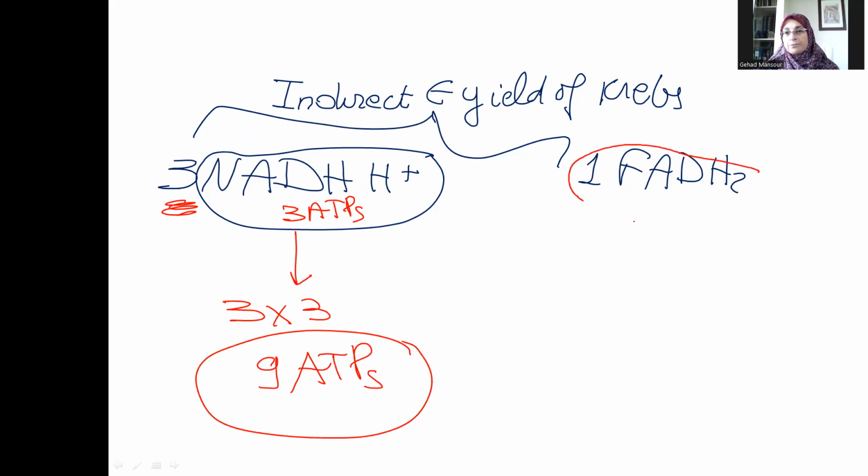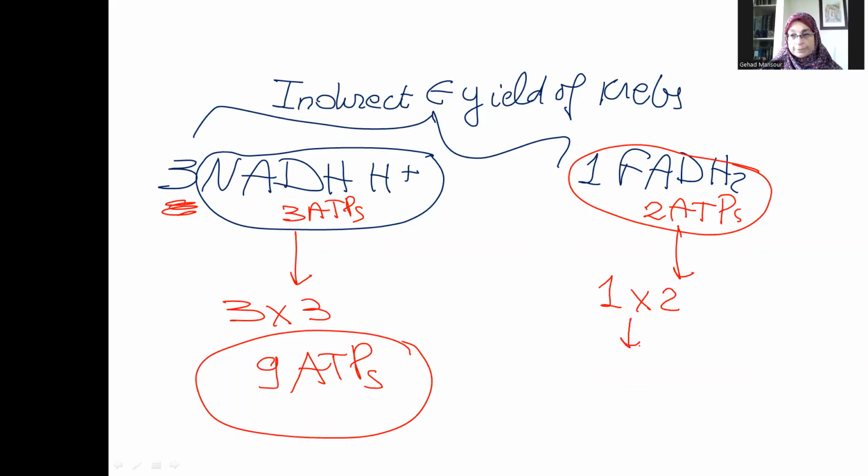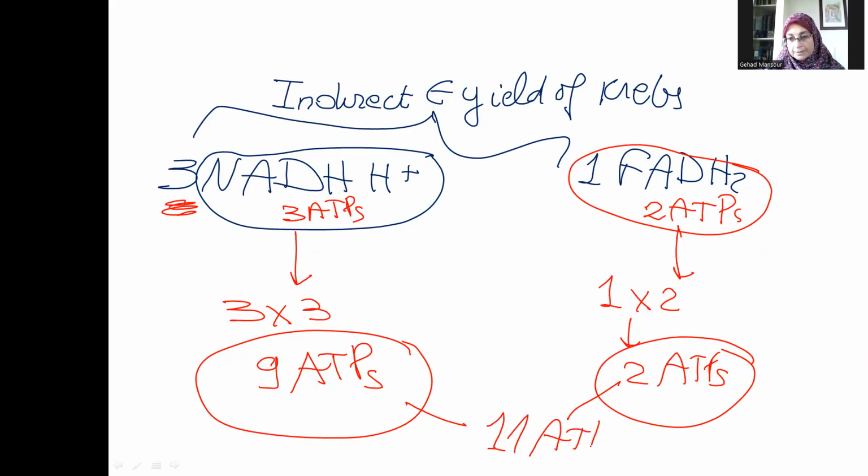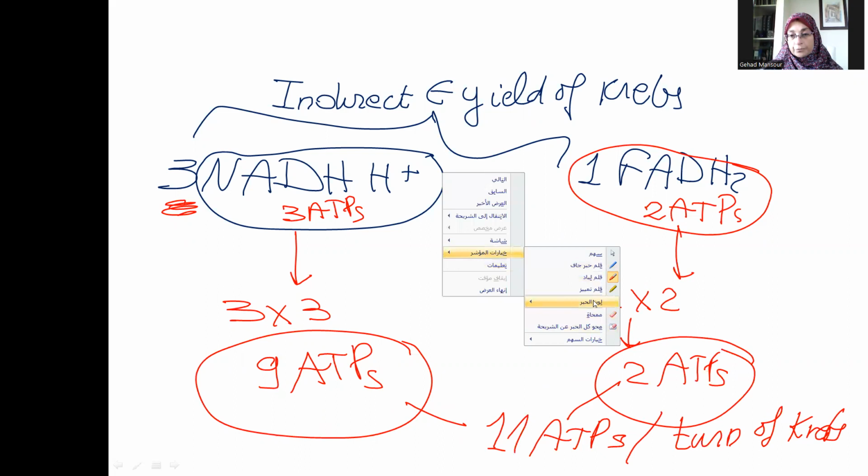And if you know that every reduced FAD molecule along the electron transport chain will give 2 ATP molecules, therefore the total energy yield will be 1 by 2, which is 2 ATPs. All this energy yield, which is 11 molecules of ATP per turn of Krebs cycle, is what we call the indirect energy yield of Krebs cycle.